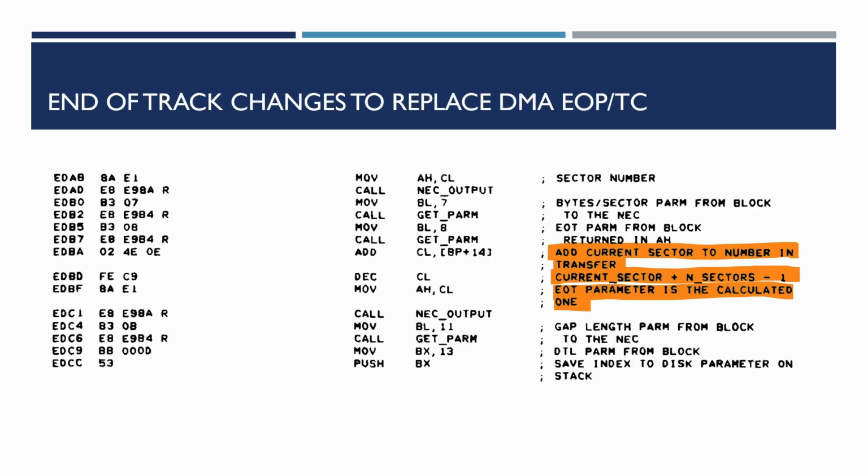This shows the section of the PC Junior BIOS from the technical reference guide where it calculates the required end of track parameter for the number of sectors to read.